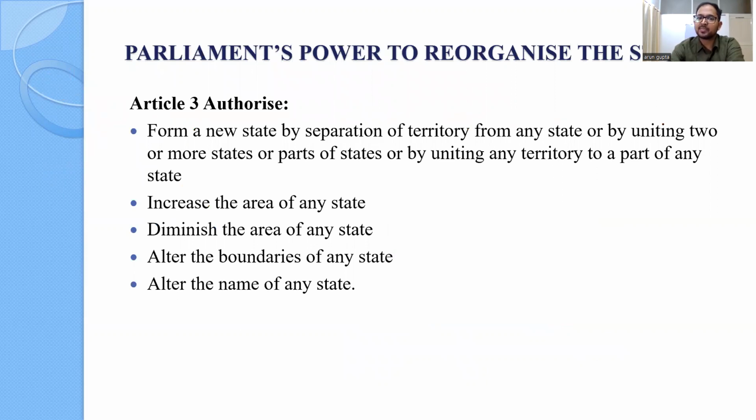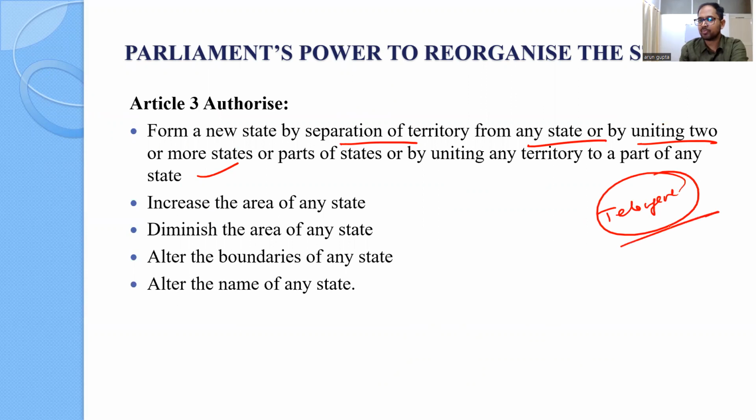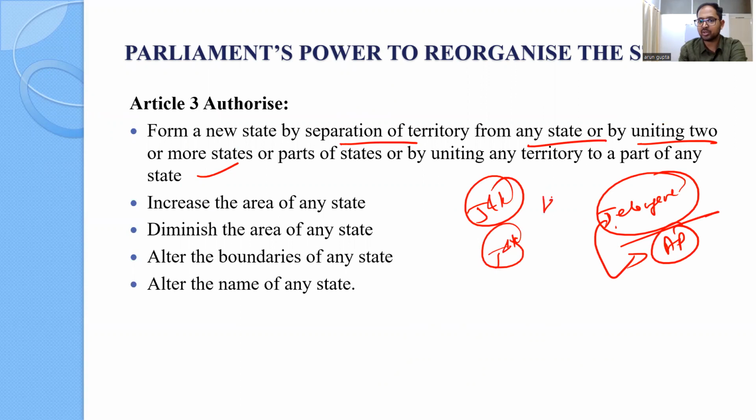Article 3 authorizes a few things. One is to form a new state by separation of territory from any state, or by uniting two or more states or parts of states, or by uniting any territory to part of any state. For example, Telangana was made by bifurcating erstwhile Andhra Pradesh into Telangana and Andhra Pradesh. Similarly, recently Jammu and Kashmir was reorganised into the union territories of Jammu and Kashmir and Ladakh.